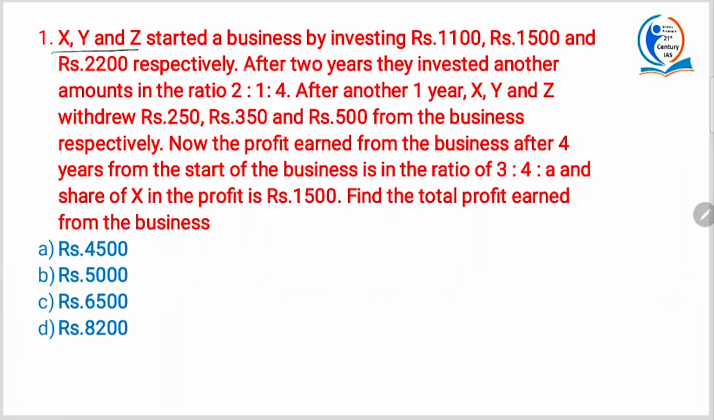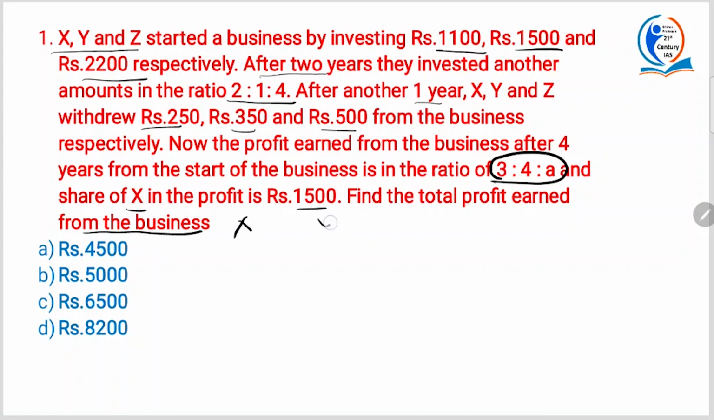X, Y, and Z started a business by investing rupees this much, and this much respectively. After 2 years, they invested other amounts in this ratio. After 1 year, X, Y, Z withdrew rupees 250, 350, and 500 from the business respectively. Now, the profit earned from the business after 4 years from the start is in the ratio 3:4:A, and the share of X in the profit is 1500. Find the total profit earned from the business.